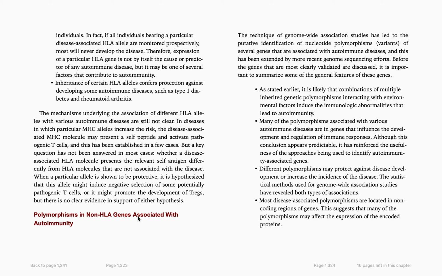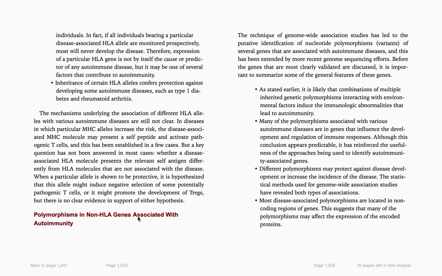Polymorphism in non-HLA genes associated with autoimmunity. The technique of genome-wide association studies has led to the putative identification of nucleotide polymorphisms, variants of several genes that are associated with autoimmune diseases, and this has been extended by more recent genome sequencing efforts. Before the genes that are most clearly validated are discussed, it is important to summarize some of the general features of these genes.